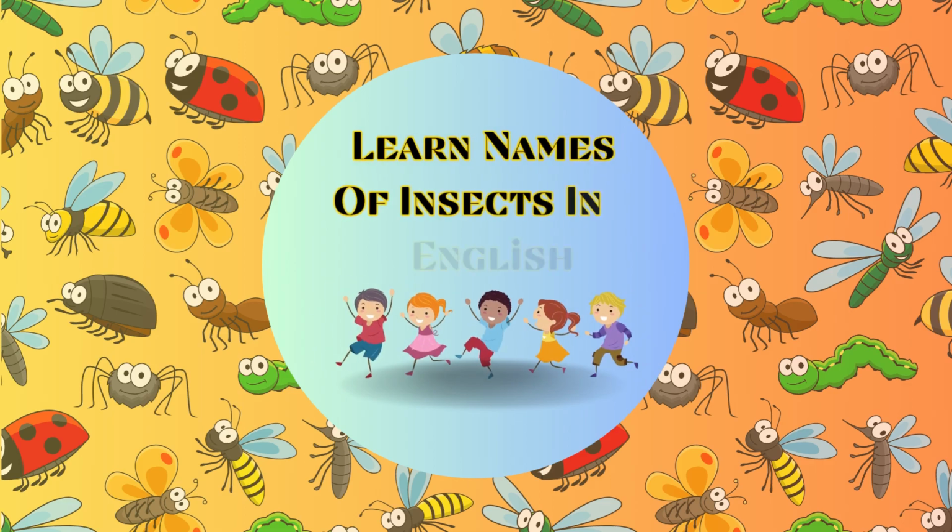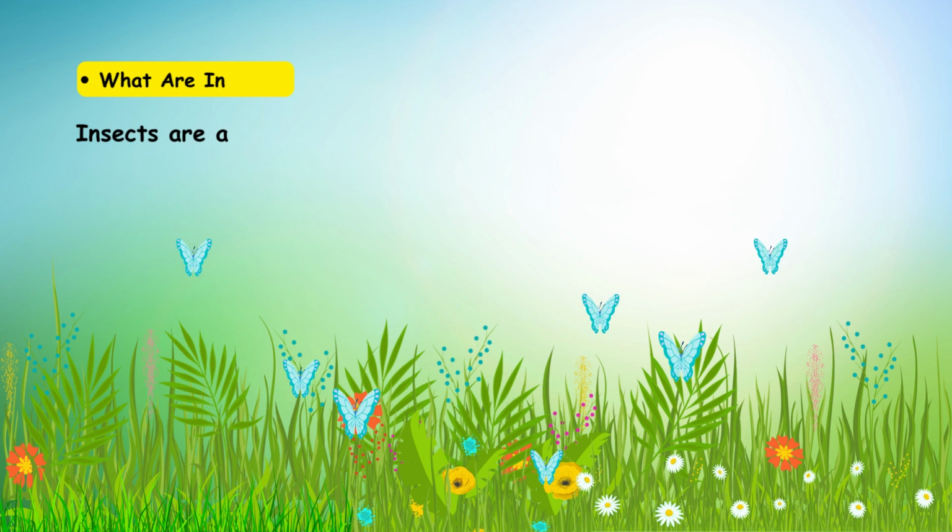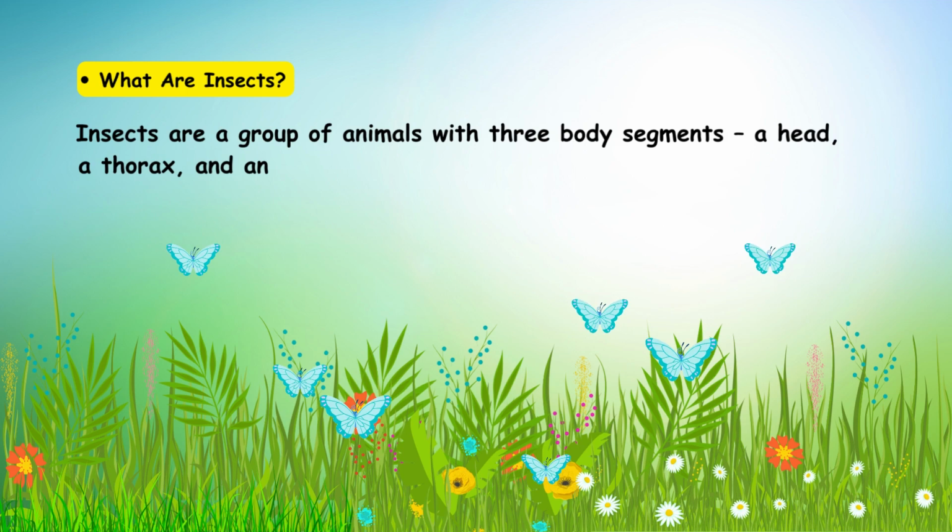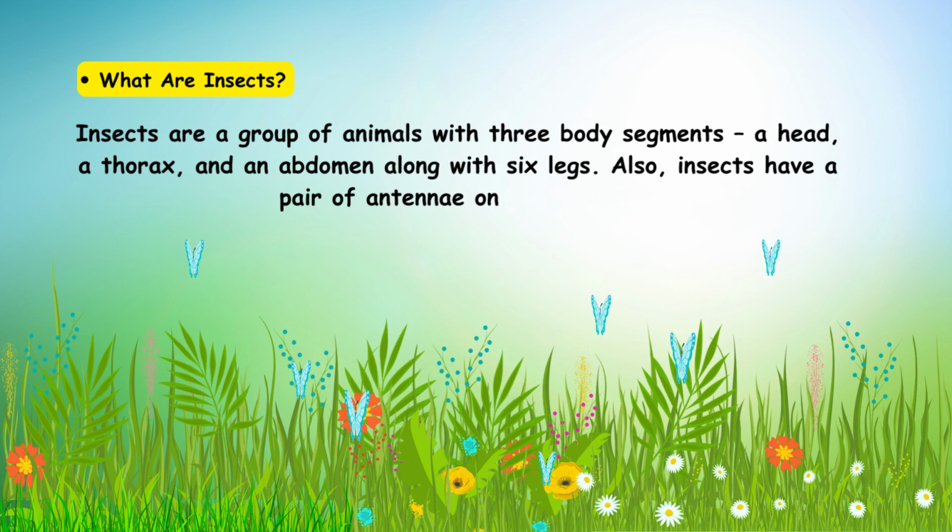Learn names of insects in English. What are insects? Insects are a group of animals with three body segments, a head, a thorax, and an abdomen, along with six legs. Also, insects have a pair of antennae on their head.